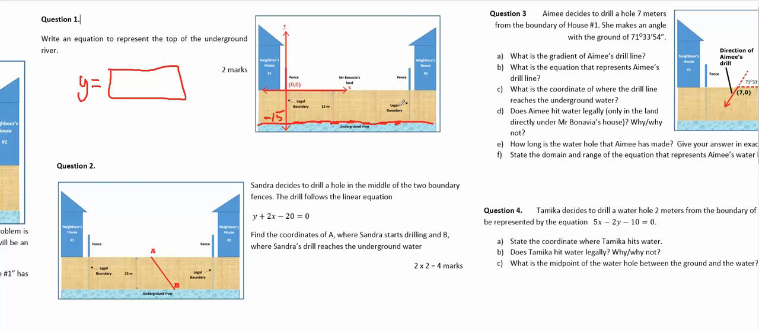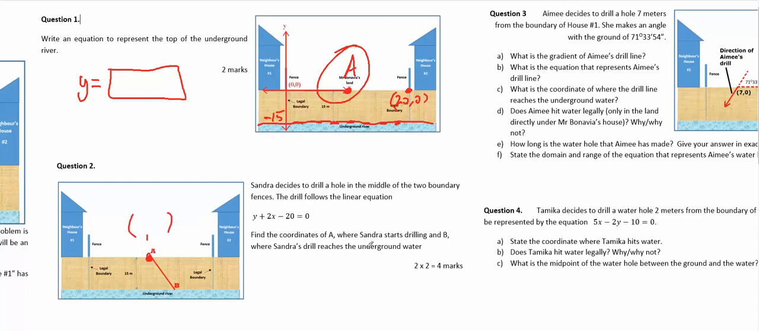Question 2. Sandra decides to drill in the middle of the two boundary fences. So from point A, the middle of the two boundary fences. Therefore, Sandra's drilling from here at point A. This point over here should be 20, 0 because it's 20 metres across. If A is dead middle, you should be able to come up with the coordinate for point A.